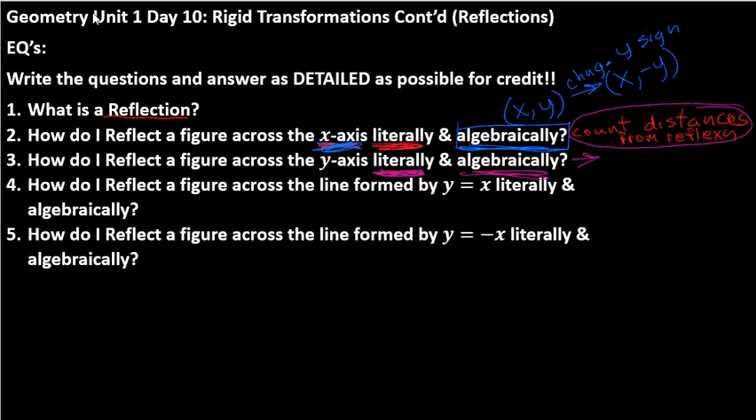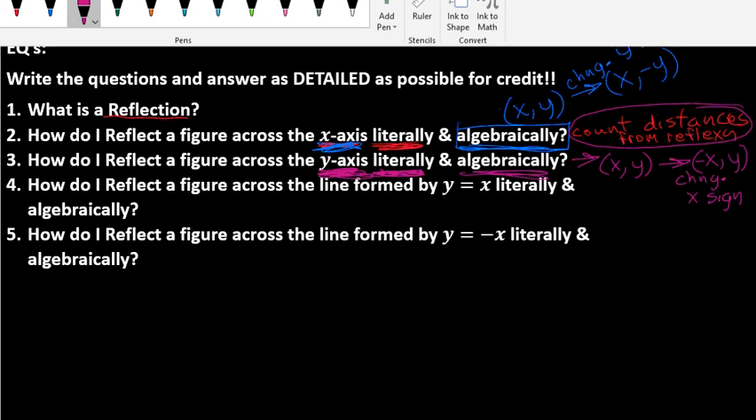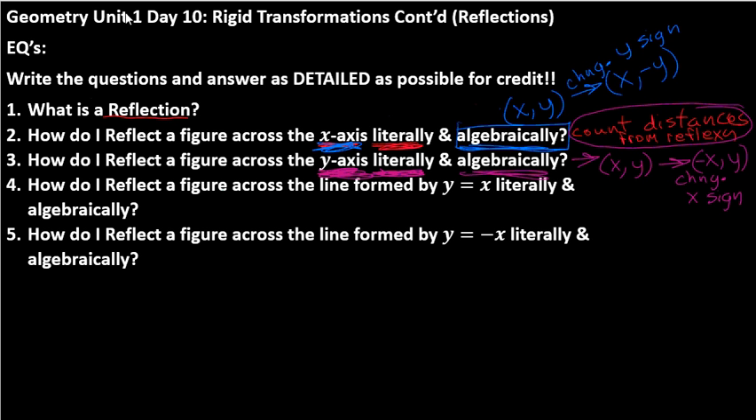Algebraically, to go across the y-axis, all we're doing is going from x comma y, and we're just changing the sign of our x coordinate. Change the x sign. That's how we reflect across the y-axis. So now, let's look at how we reflect a figure across the line formed by y equals x.